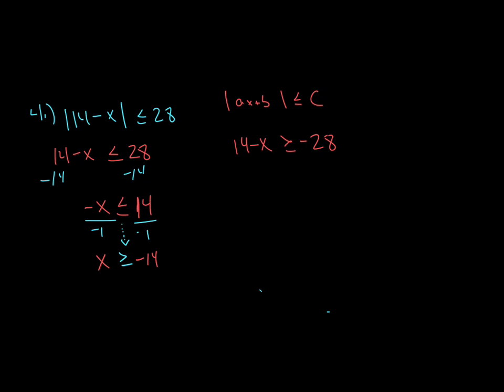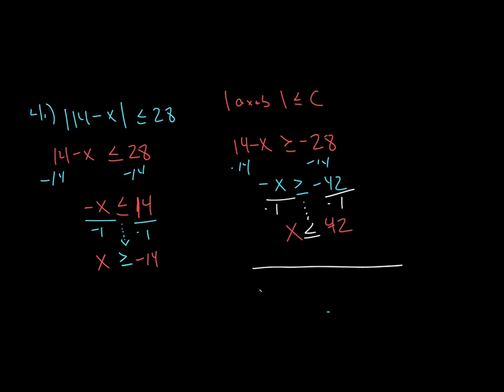I do the same thing. I subtract 14 from both sides. I get negative x is greater than or equal to negative 42. I divide both sides by negative 1. Now remember, when you divide both sides by negative 1, that greater than or equal to, even though I flipped at the beginning, I am going to flip it again, so it's less than or equal to. So I have x is less than or equal to positive 42.